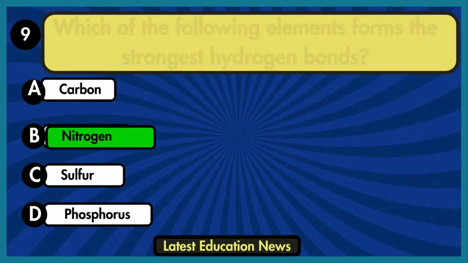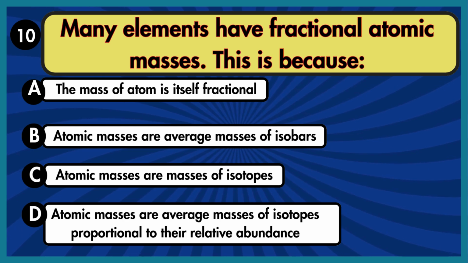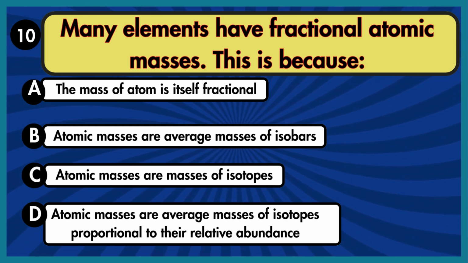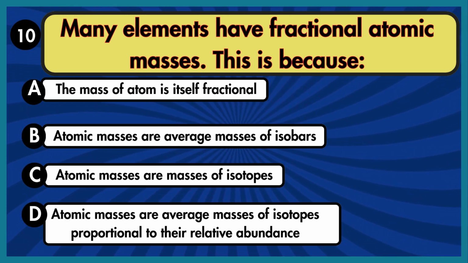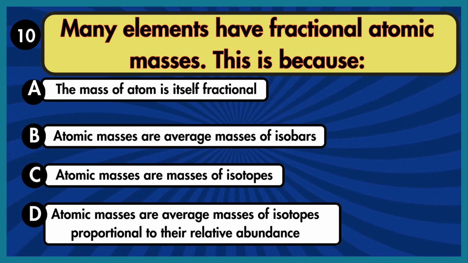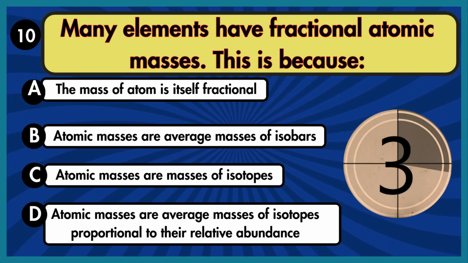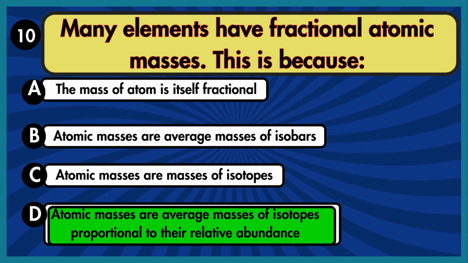Nitrogen. Many elements have fractional atomic masses. This is because: A. the mass of an atom is itself fractional, B. atomic masses are average masses of isobars, C. atomic masses are masses of isotopes, D. atomic masses are average masses of isotopes proportional to their relative abundance. The correct answer is option D.